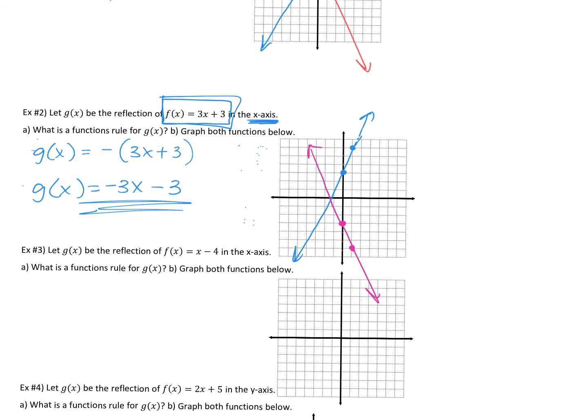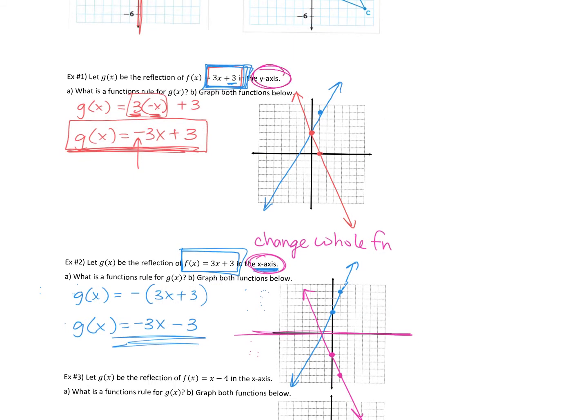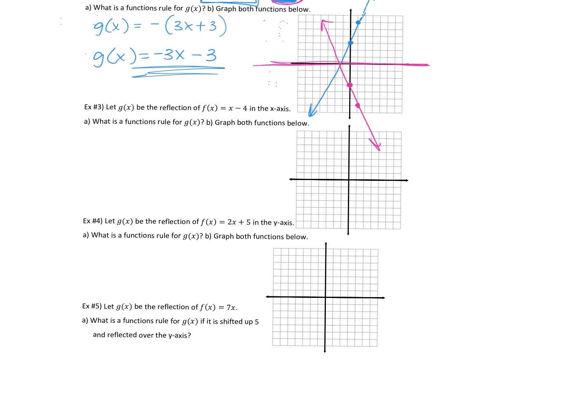Okay, notice now where the fold happens. If I fold my graph paper on the x-axis right here, those will match up perfectly. So we just reflected over the x-axis. So you just need to keep straight: if we're reflecting over the x-axis, change the whole function. Right? Positives become negatives, negatives become positives. If we're reflecting over the y-axis, then you want to change just the x. Okay?